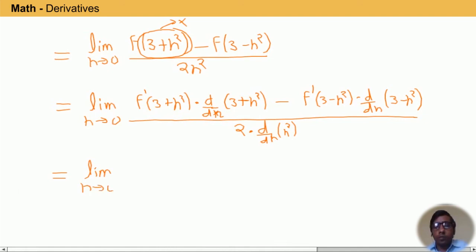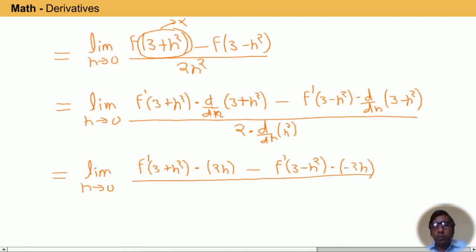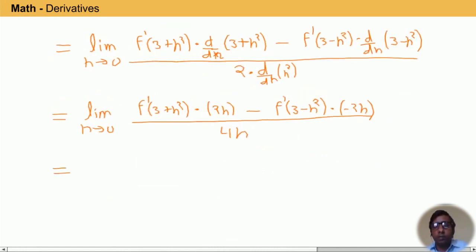Limit as h approaches 0. Now this part is f dash and this part is 2f, minus. The derivative of h squared is 2h, so that would be 4h. Just simplify. Okay.